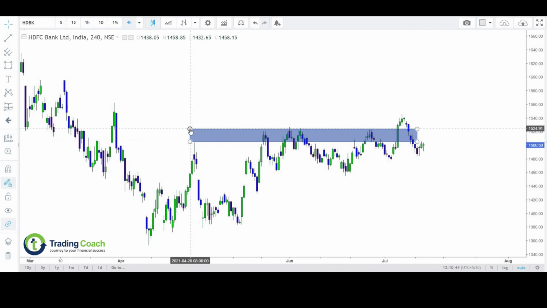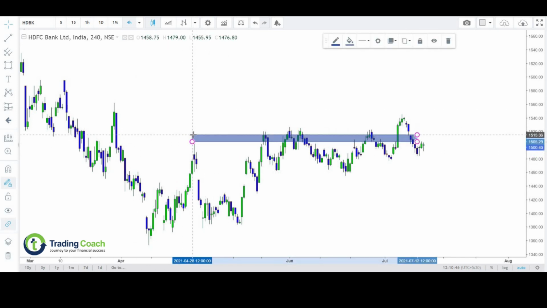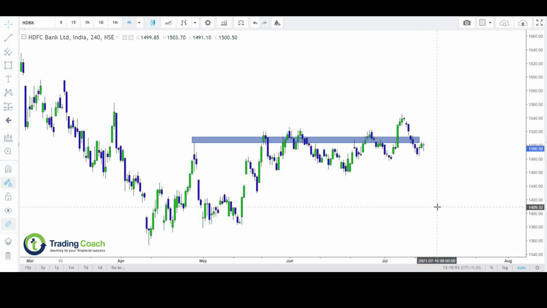Okay, so you can see this. Now I just have to make a little bit of adjustment here and there so that I can clearly notice the price action. So there you go. This is the horizontal resistance. That's how you draw the support and resistance.